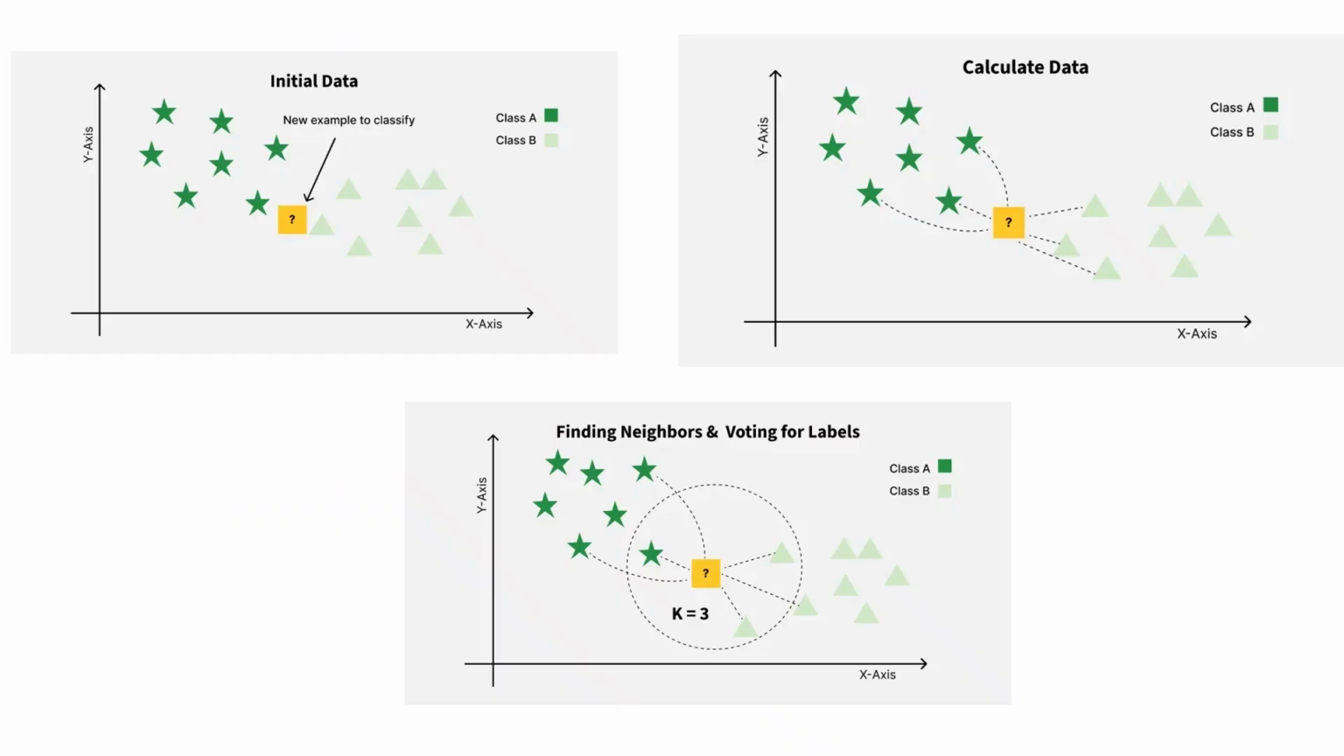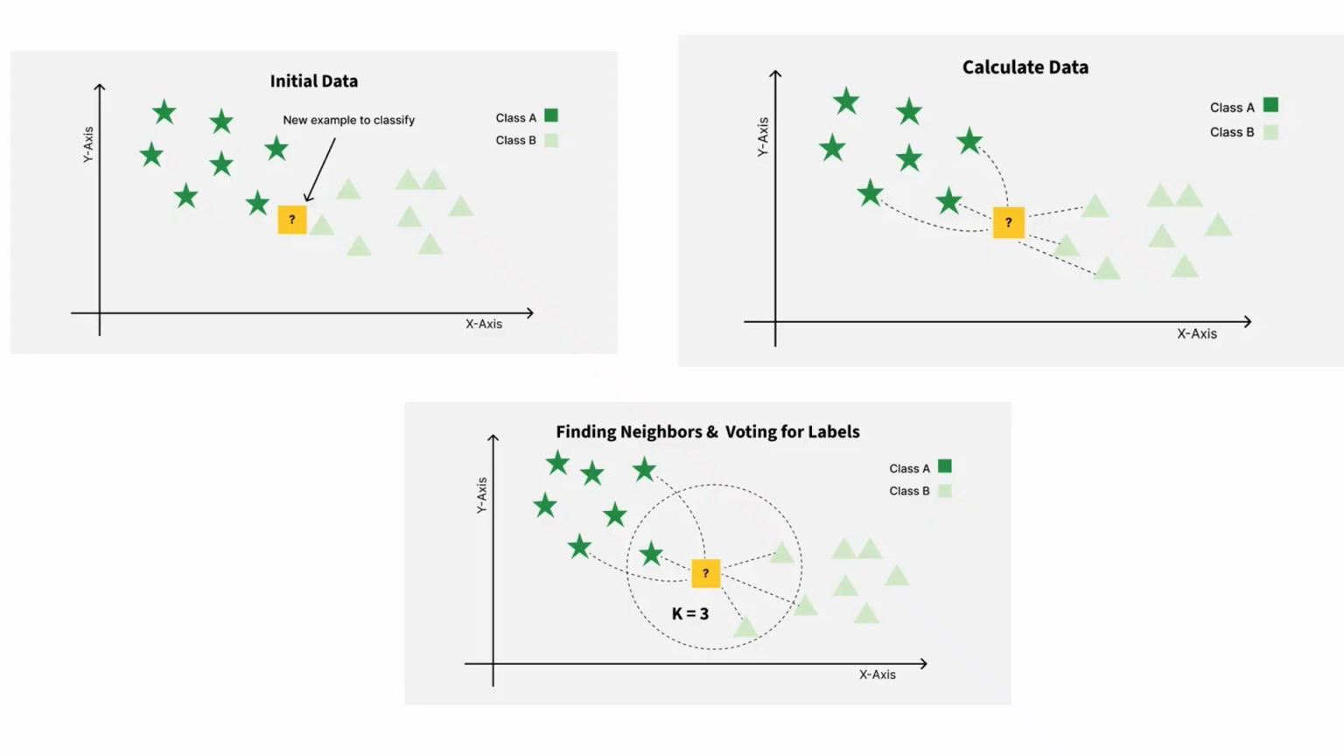So here this is the initial data we have been given. The stars represent class A, and the triangles represent class B. Now we have a new data point, marked with a yellow question mark here. We need to predict whether it should go into class A or class B. So first we calculate the nearest neighbors. For that, from the new data point to the other data points in the list, we find out the distance.